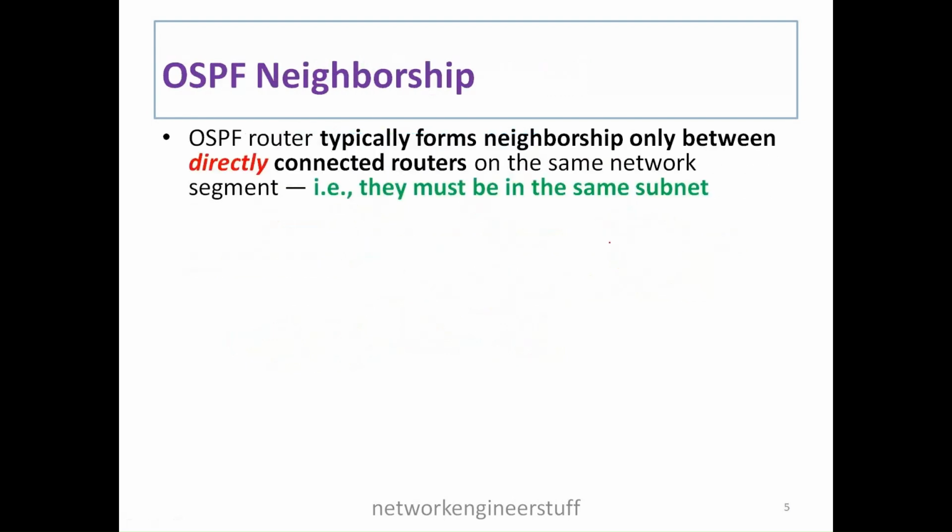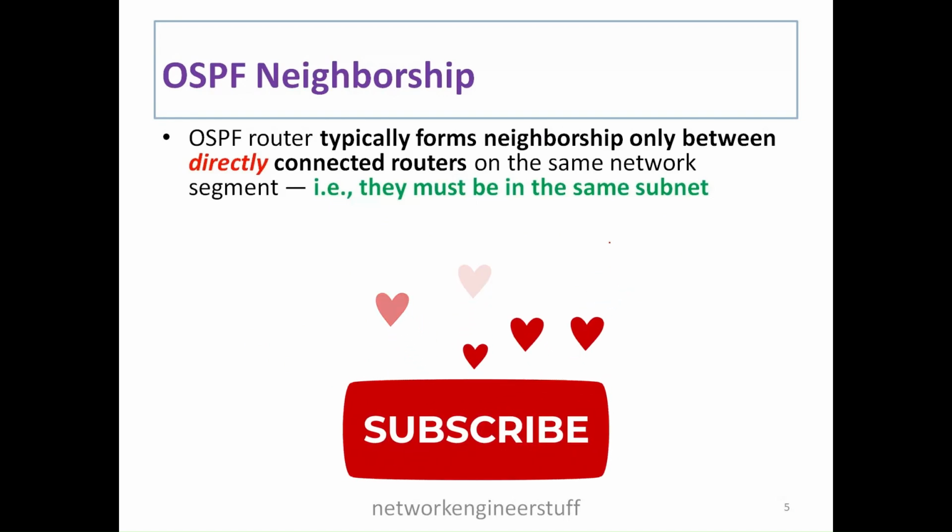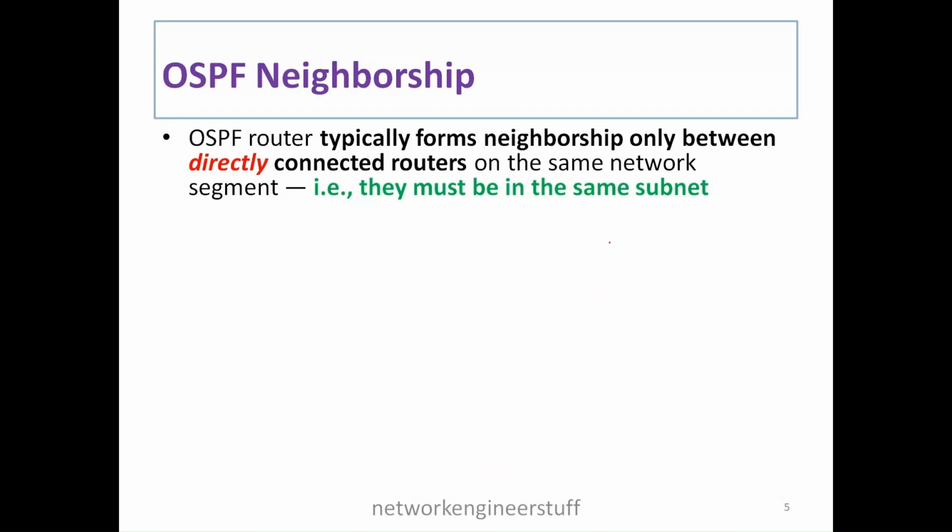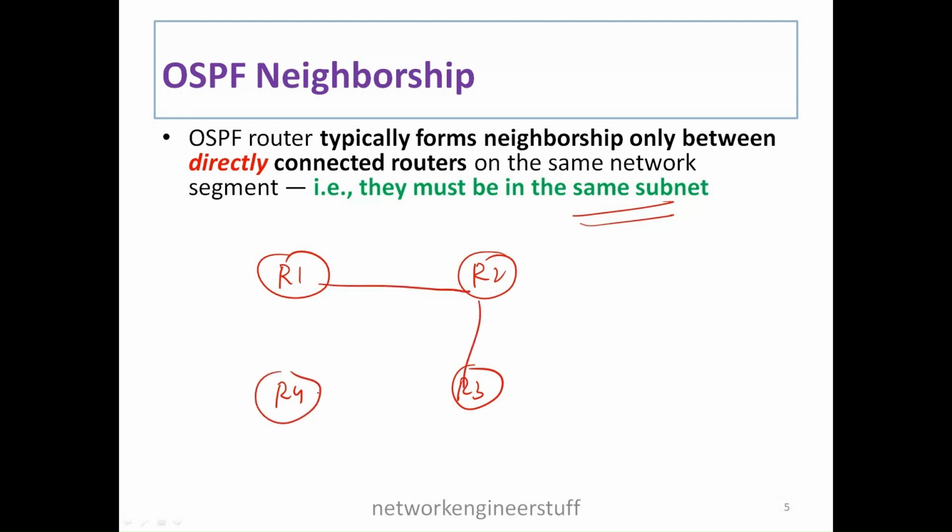Moving forward, OSPF neighbors. When we talk about OSPF neighbors, OSPF routers typically form neighborship between directly connected routers which are on the same network segment, or I can say which are in the same subnet. Okay, so let's say this is router R1, router R2, R3 and router R4. The connectivity is like this.